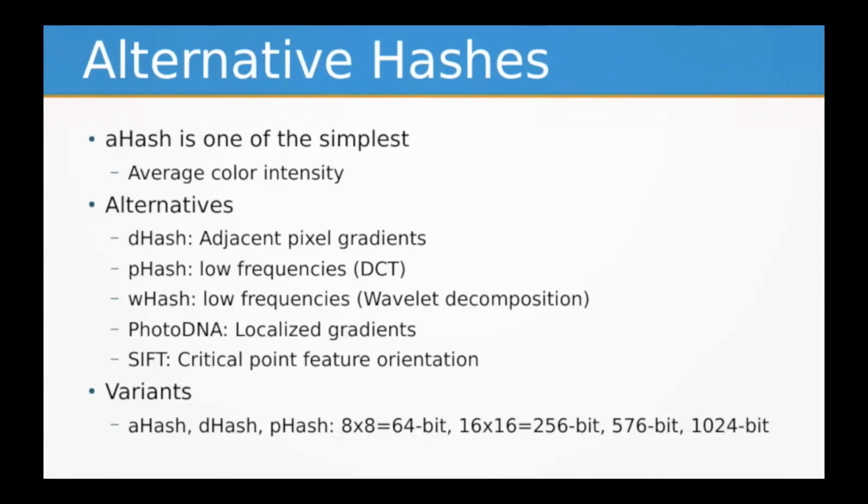Even among these algorithms, there are implementation variations. For example, aHash, dHash, and pHash use 8 by 8 pixels to create 64-bit hashes. However, they can be easily extended to use 16 by 16 pixels for 256-bit hashes, 24 by 24 pixels for 576-bit hashes, or larger. Larger hashes generally means larger resolution for edit detection.